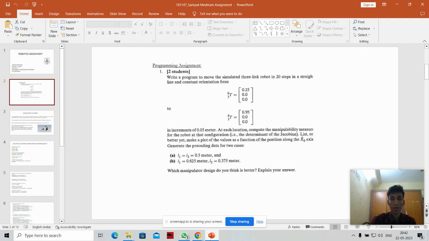So this is my problem statement. In this question, we have to calculate the manipulability for two robotic manipulators for case A and case B, and we have to compare the manipulability and find which design is better of the two.